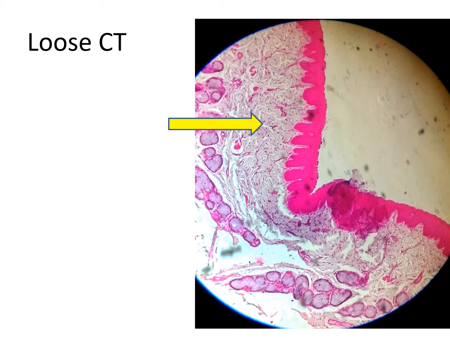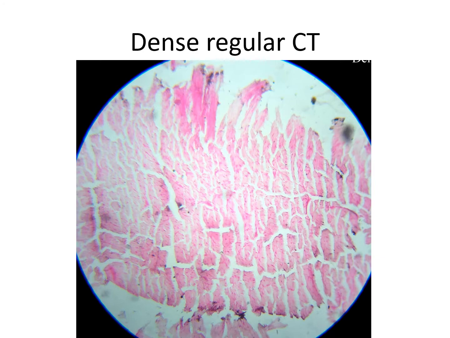It supports serous membrane, the mesothelium of the pleura, peritoneum and pericardium. These provide elasticity and support to various structures. So these are the loose connective tissue. Now the second classification includes dense connective tissue. Dense connective tissue is of two types: dense regular connective tissue and dense irregular connective tissue.